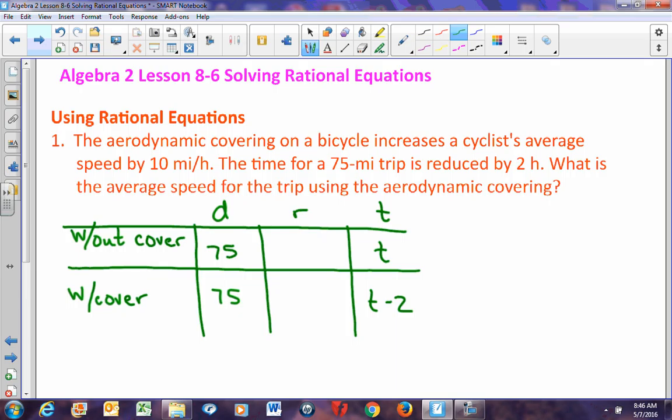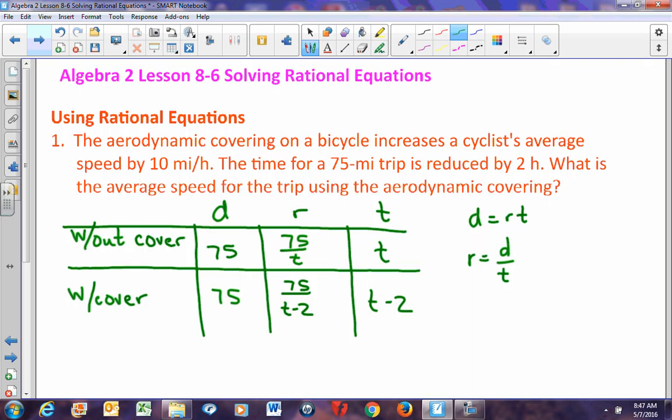Okay? You know that distance equals rate times time. So if distance equals rate times time, rate equals distance divided by time. Okay, so distance divided by time.